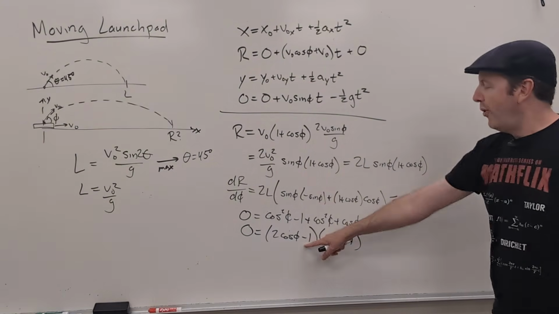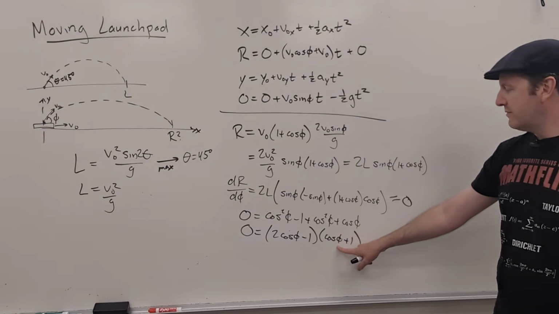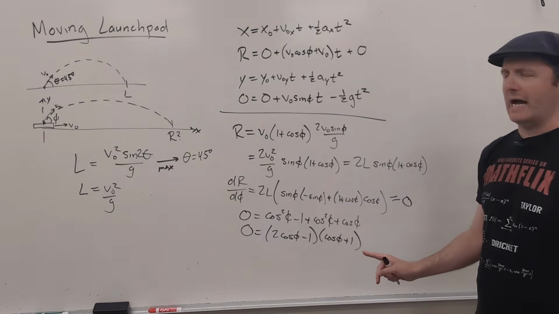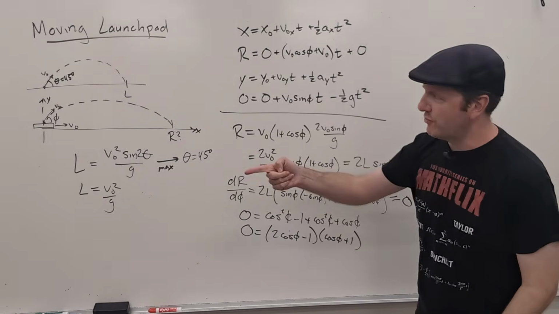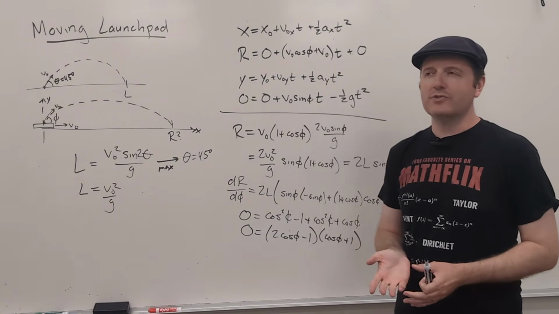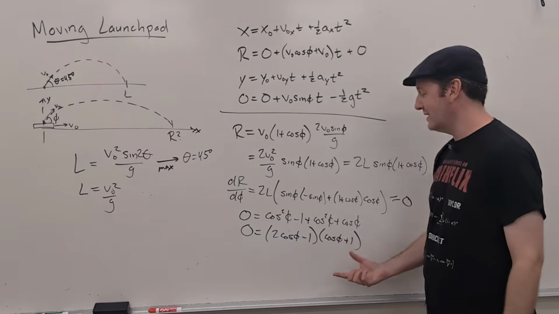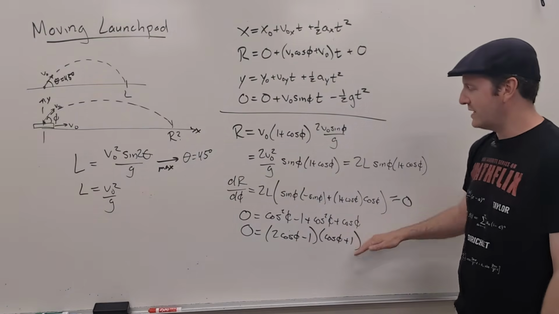We know that one of these has to be 0. If this term is 0, cosine phi would have to equal minus 1, which means phi would have to be pi. In other words, you'd be firing it directly backwards. And I think even just basic physical intuition tells you that's probably a way to minimize your total range, not maximize it. So it does give us an extremum. The derivative is 0 there, but it's a minimum. So we're not interested in that.